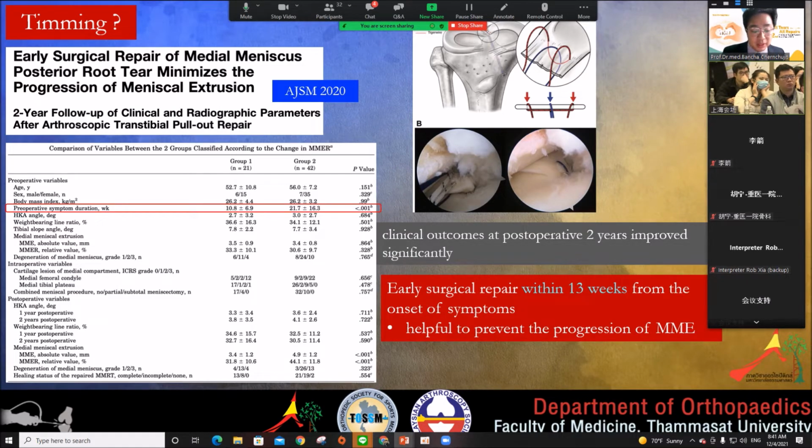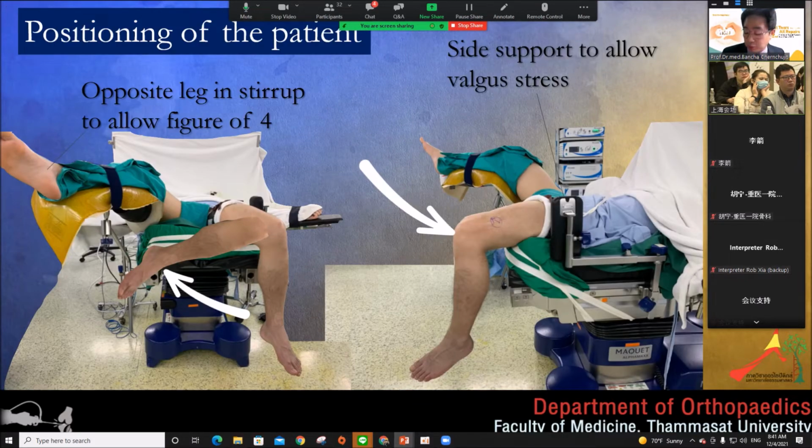So for the meniscus repair, what is the proper timing? From the literature, American Journal of Sports Medicine, you should repair it within 13 weeks, around 3 months. So if you have a meniscus root tear, make a faster cure for the patient. Otherwise, if you repair it too late, it will be too late. You cannot prevent the osteoarthritis.